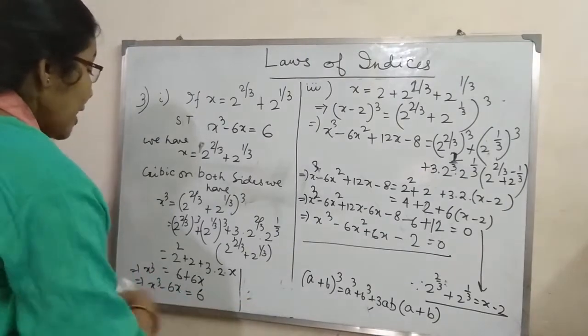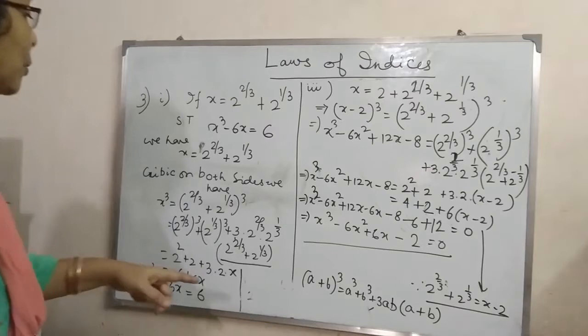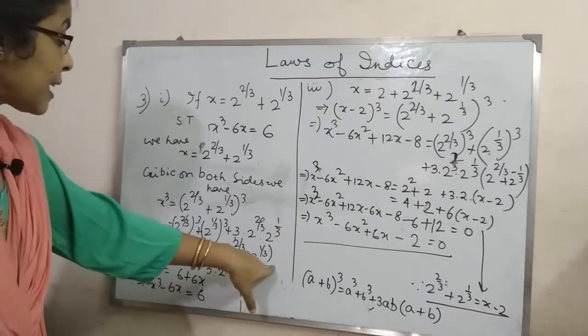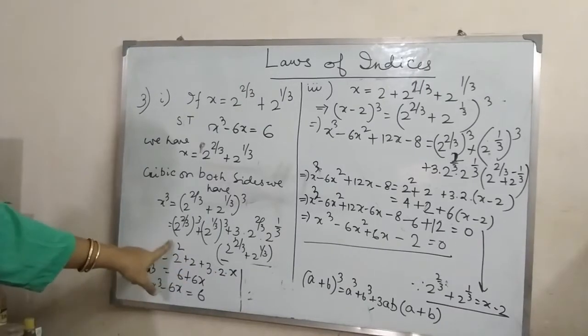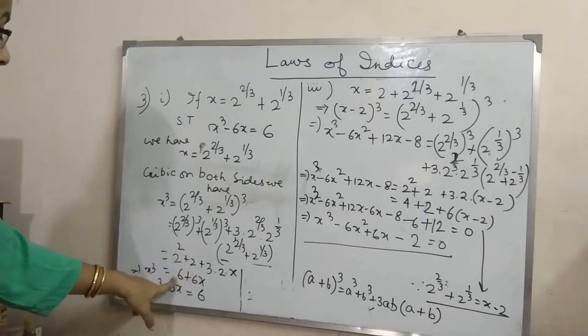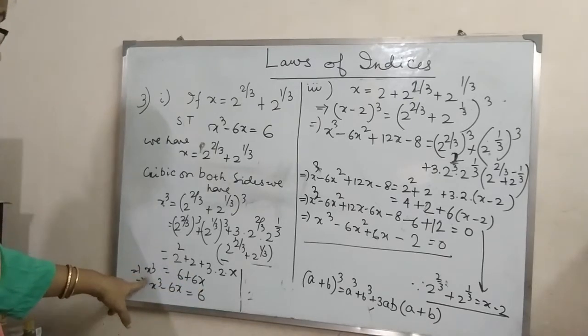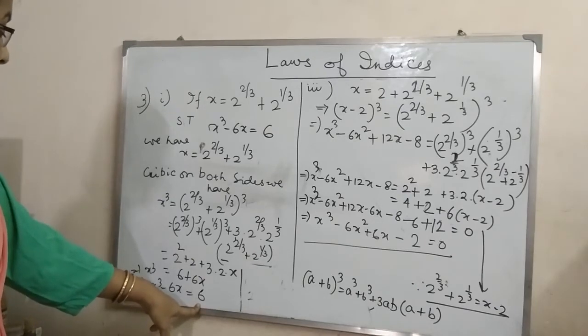And since 2 to the power 2/3 plus 2 to the power 1/3 equals x, for this expression I can write x. So I will get 4 plus 6x, that is equal to 6 plus 6x, that is x cube minus 6x equal to 6. Proved.